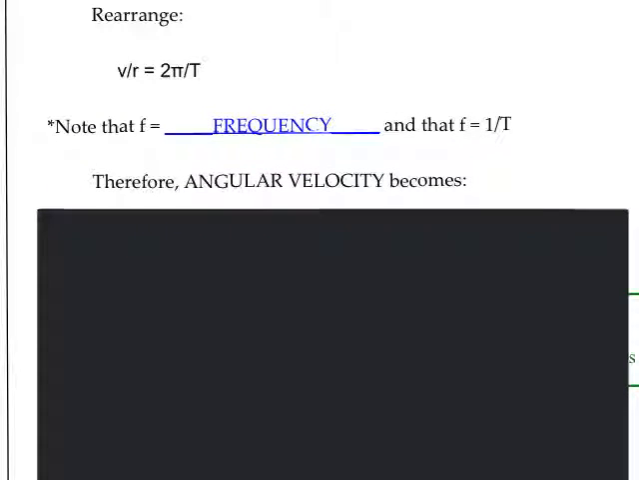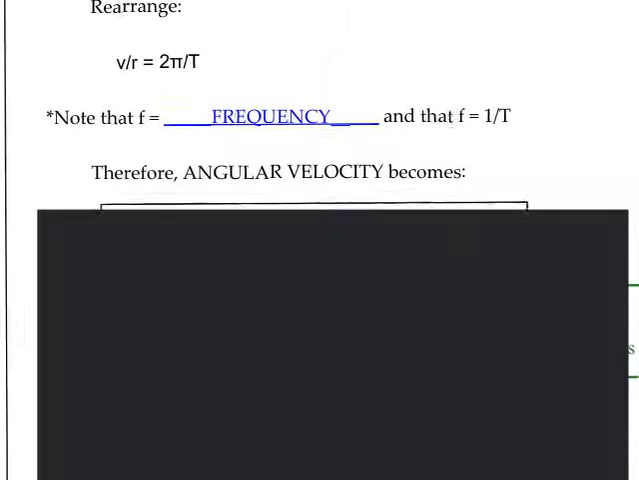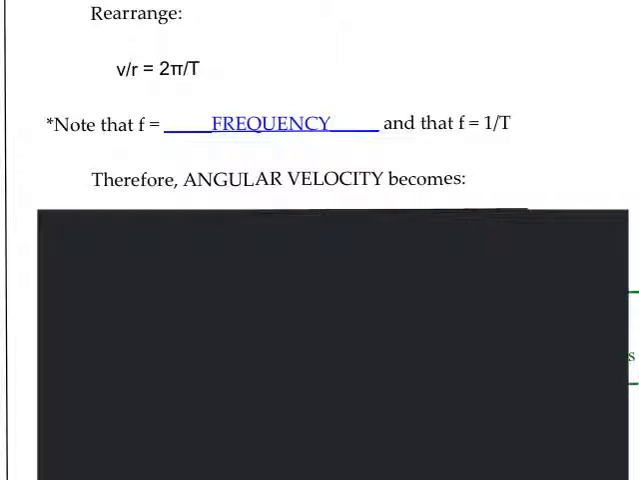So if we keep going, I've rearranged that and said that now velocity over radius, all I did was divide both sides by the r. That's equal to 2 pi over T. And let's see what that gets us. Remember earlier in the year we had talked about frequency. That's going to be a lowercase f. We've had that before. And frequency was the inverse of the period. So you can look back in those notes from last semester if you need to review that section.